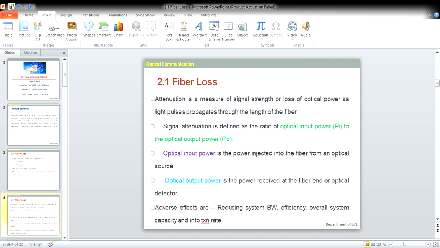The main effects of attenuation are that it will reduce the system bandwidth and decrease the efficiency, and finally it brings down the overall system capacity and information transmission rate.